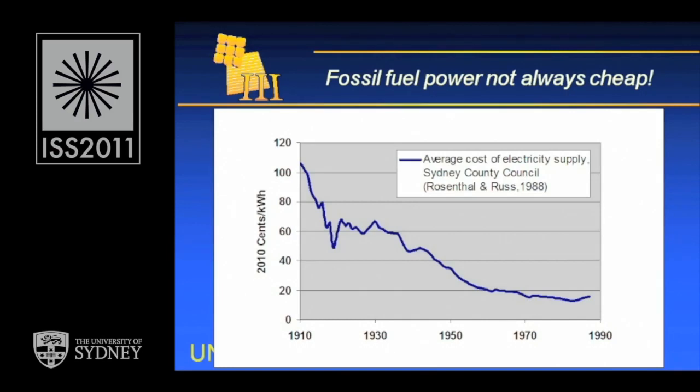But as the technology matured and the generators for making electricity got bigger and bigger, the costs came down. It took about 50 years, then reached a sort of minimum, and then as environmental concerns increased and more environmental constraints have been put on the technology, costs are starting to increase again.